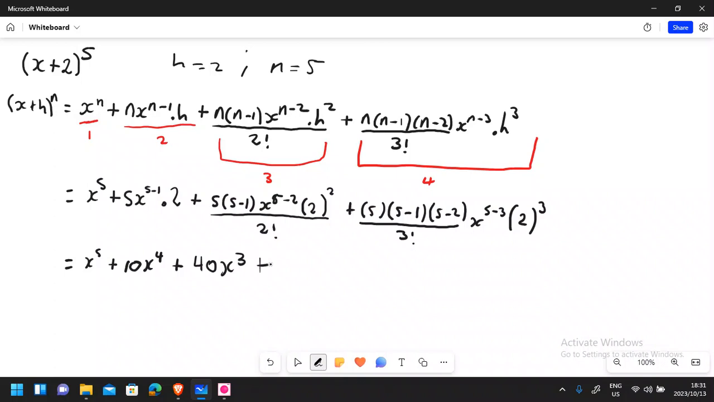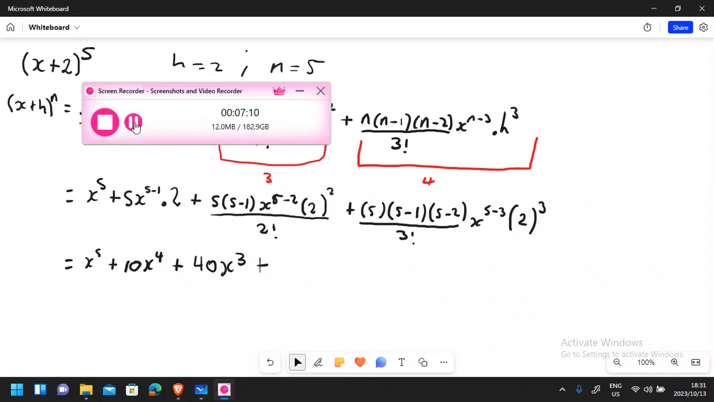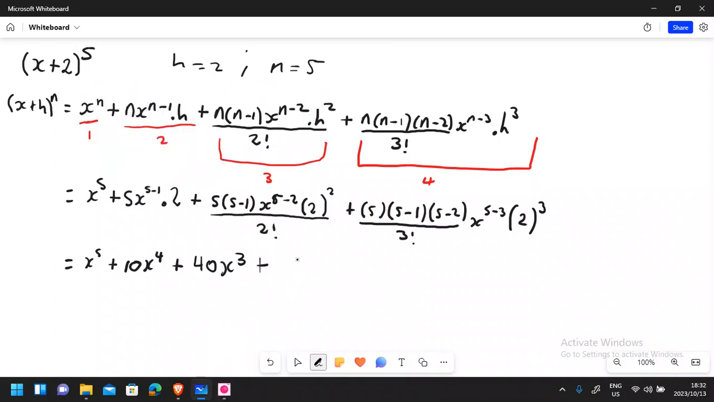So I'm going to pause again to calculate this one. All right, we are back. After using a calculator, what we get is 80, and then we know that this is going to be x to the power of 2. So as you can see, this is our final answer.